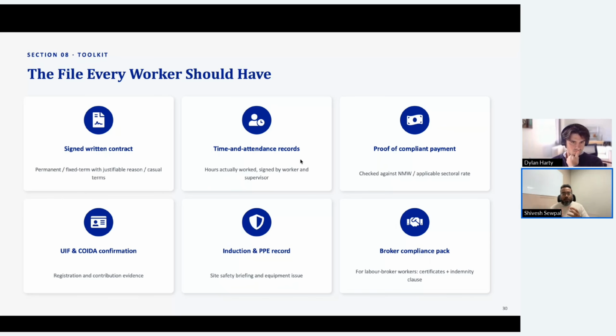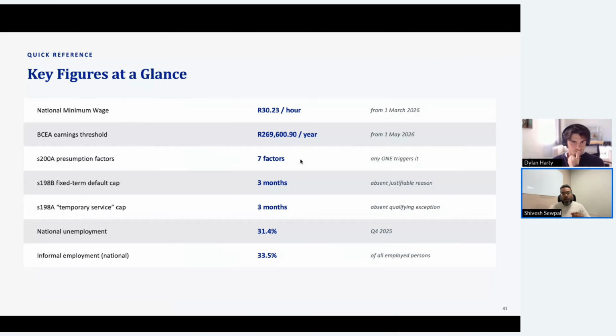Because when a dispute arises, the business often wins or loses, not on what it meant to do, but on what it can prove. And the worker file is where that proof lives. Before we move into questions, let me briefly recap the figures and legal triggers that should remain front of mind.